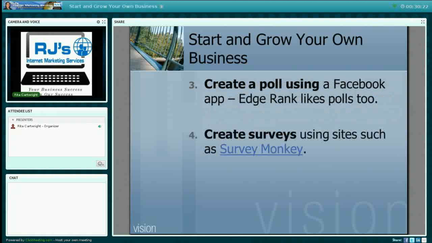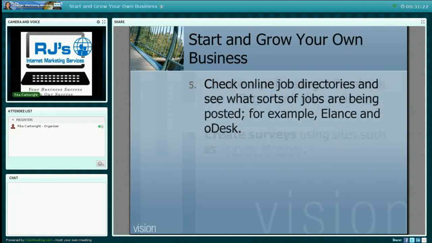Create polls using a Facebook app. Facebook loves polls too, so that can help boost the possibility of your question being shared with your followers. Create surveys using sites such as SurveyMonkey. They have a free version where you can ask up to 10 questions, and ask people to visit your survey on the social networks and in any niche related forum you belong to. SurveyMonkey has the ability to add it to your Facebook page, so this is a great feature to use to see what your ideal client needs or wants or is missing, especially from your competitors.